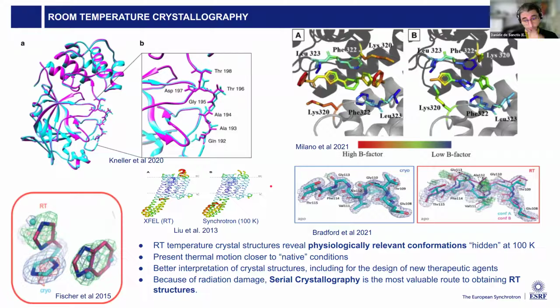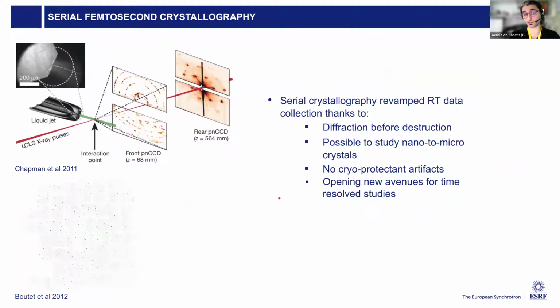This is also of certain importance for the development of new therapeutic agents, and also for a new strategy for ligand binding that can be done directly in crystal slurry at room temperature. So the ligand diffuses inside the room temperature crystals without any pre-soaking and cryo-trapping. Because of the presence of radiation damage, serial crystallography is one of the best strategies that can be applied to obtain room temperature structures.